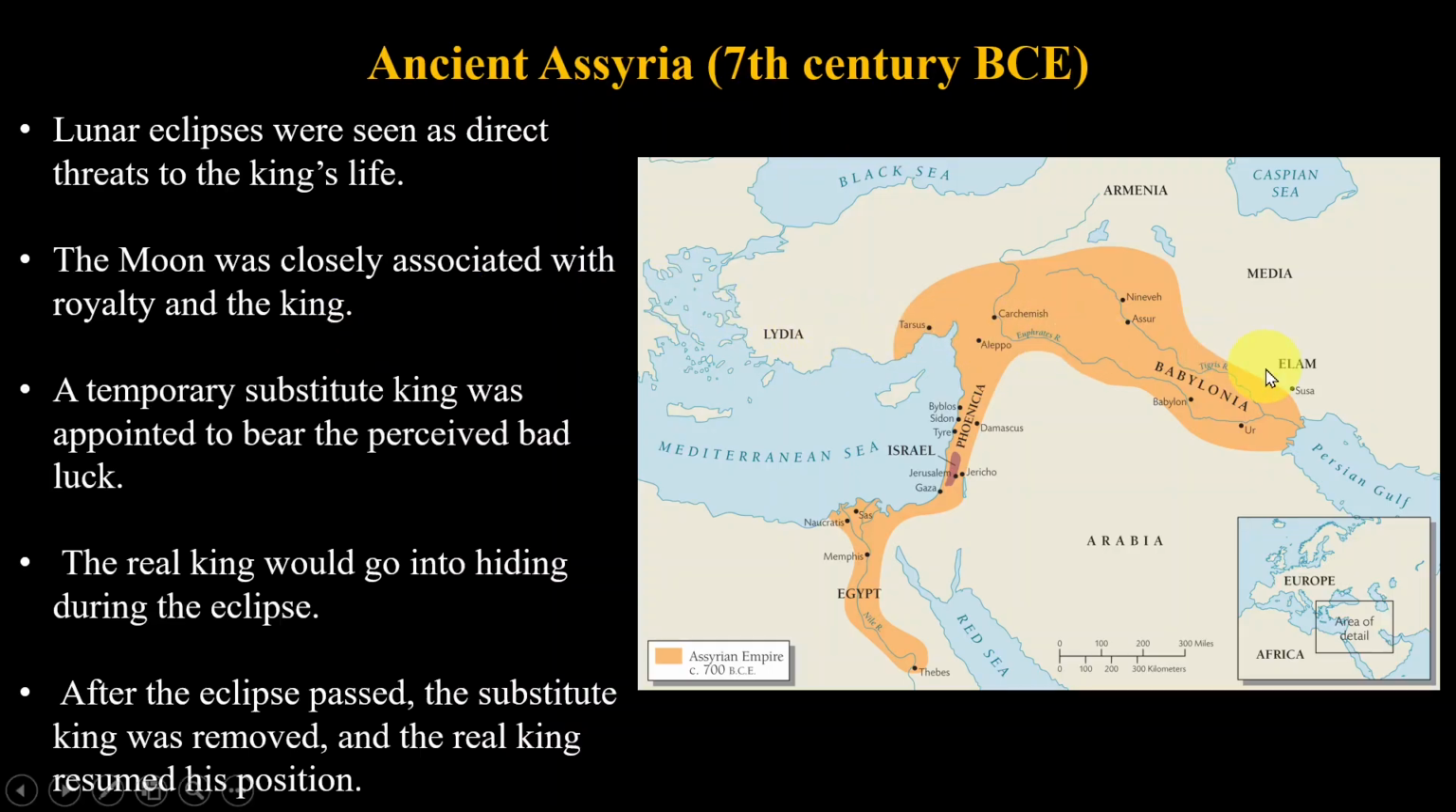So here is the Assyrian Empire there. Lunar eclipses were seen as a direct threat to the king's life because the Assyrian Empire civilization saw the normal bright moon as royalty, associated with the king. So now when the moon turns red, it is a problem for them. They think it is a curse.